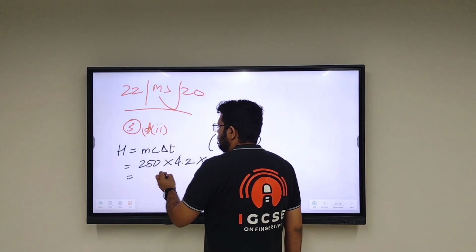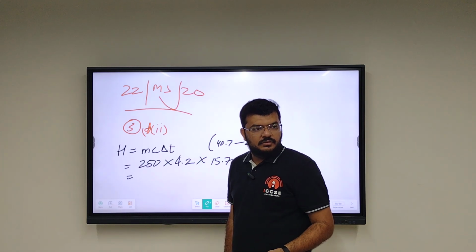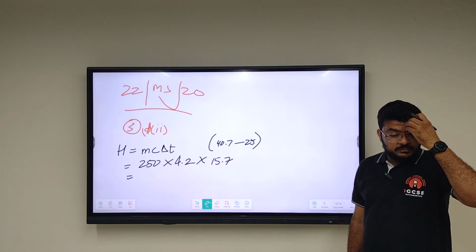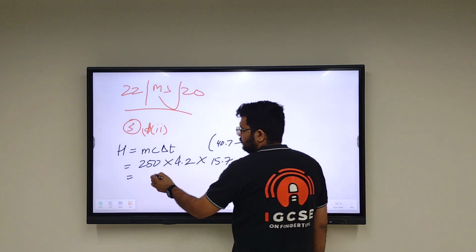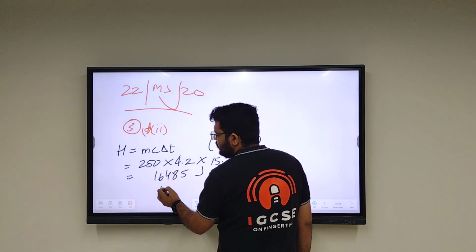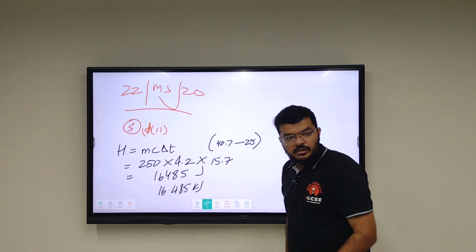Into 4.2 into 15.7 gives 16,485. But because this energy is generally measured in kilojoules, it is 16.485 kilojoules.